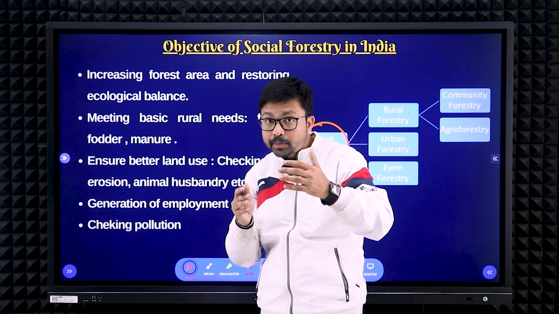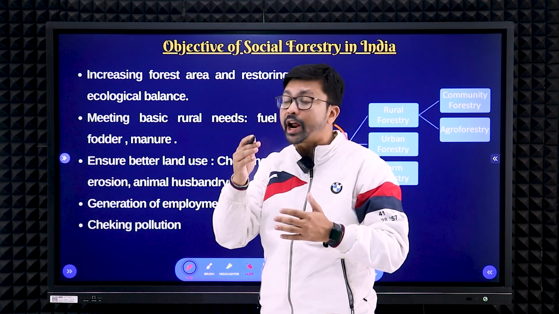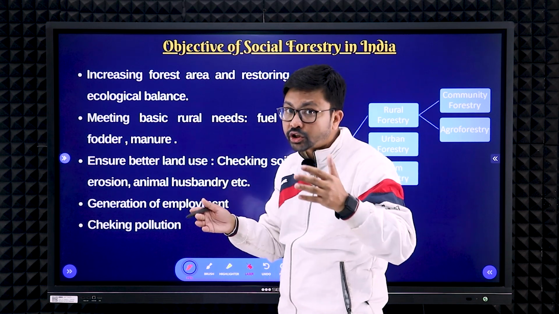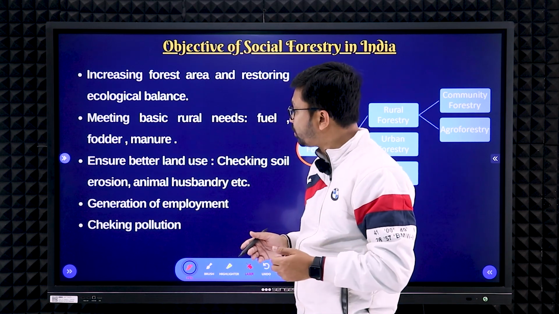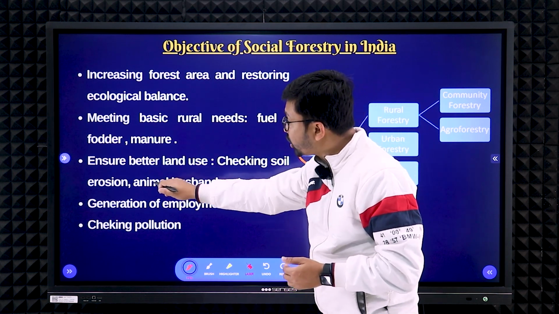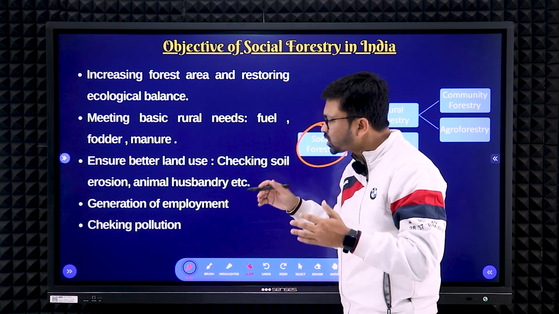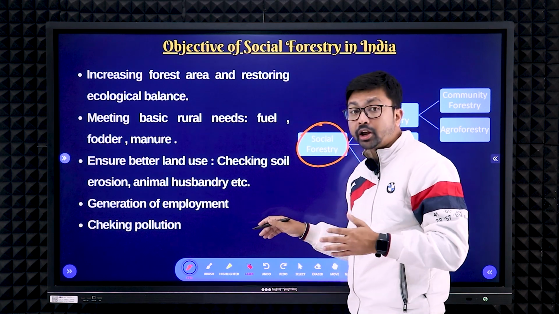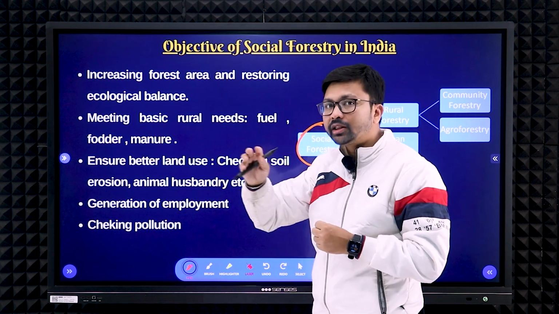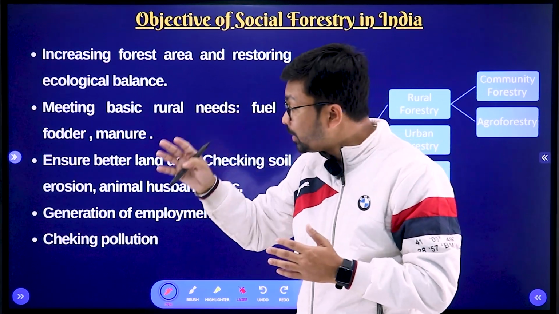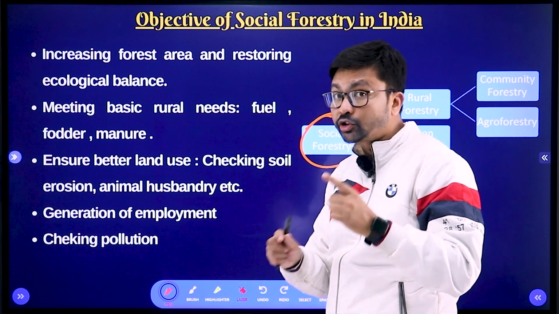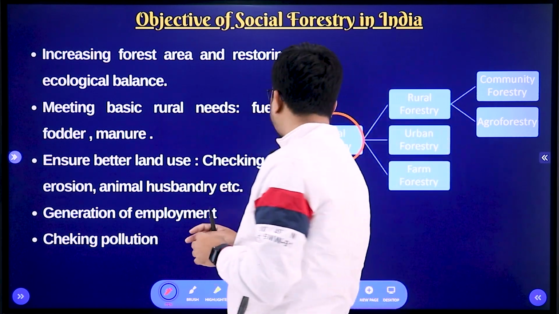Like for rural areas, people depend much more on firewood. So people will grow such types of natural vegetation from where they can get firewood very easily. Ensure better land use, checking soil erosion, animal husbandry, those things, and generation of employment. Many more people will be involved in that with the forest activity. So in one way, the natural vegetation level will be maintained, and people also get job opportunities. And checking the pollution, it will help in that way to control the pollution level.